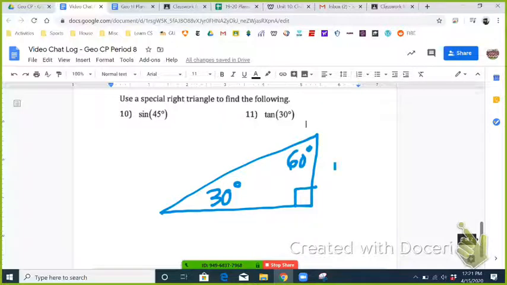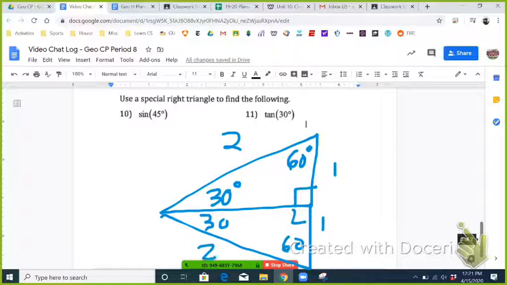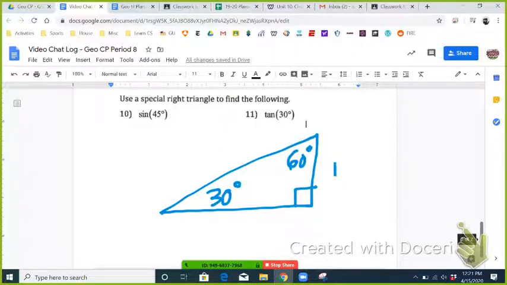So like, let's say the short leg was 1 unit long. The hypotenuse would have to be double it. And remember, that's because we could draw another 30, 60, 90 triangle right here that's congruent to that. And together it creates an equilateral triangle where all the sides are 2, 2, and 2. And then if you did the Pythagorean theorem with those sides, you'd get that side's root 3.